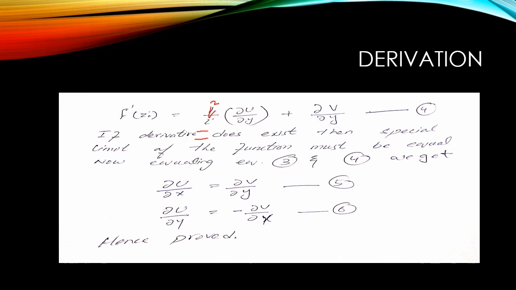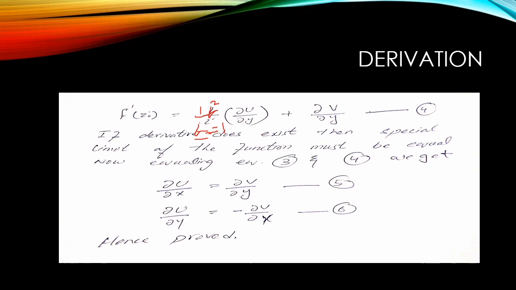We have multiplied this whole equation by iota, so it will become iota square, which is equal to minus 1. That's why this whole equation will become minus ∂v/∂y plus ∂v/∂y.